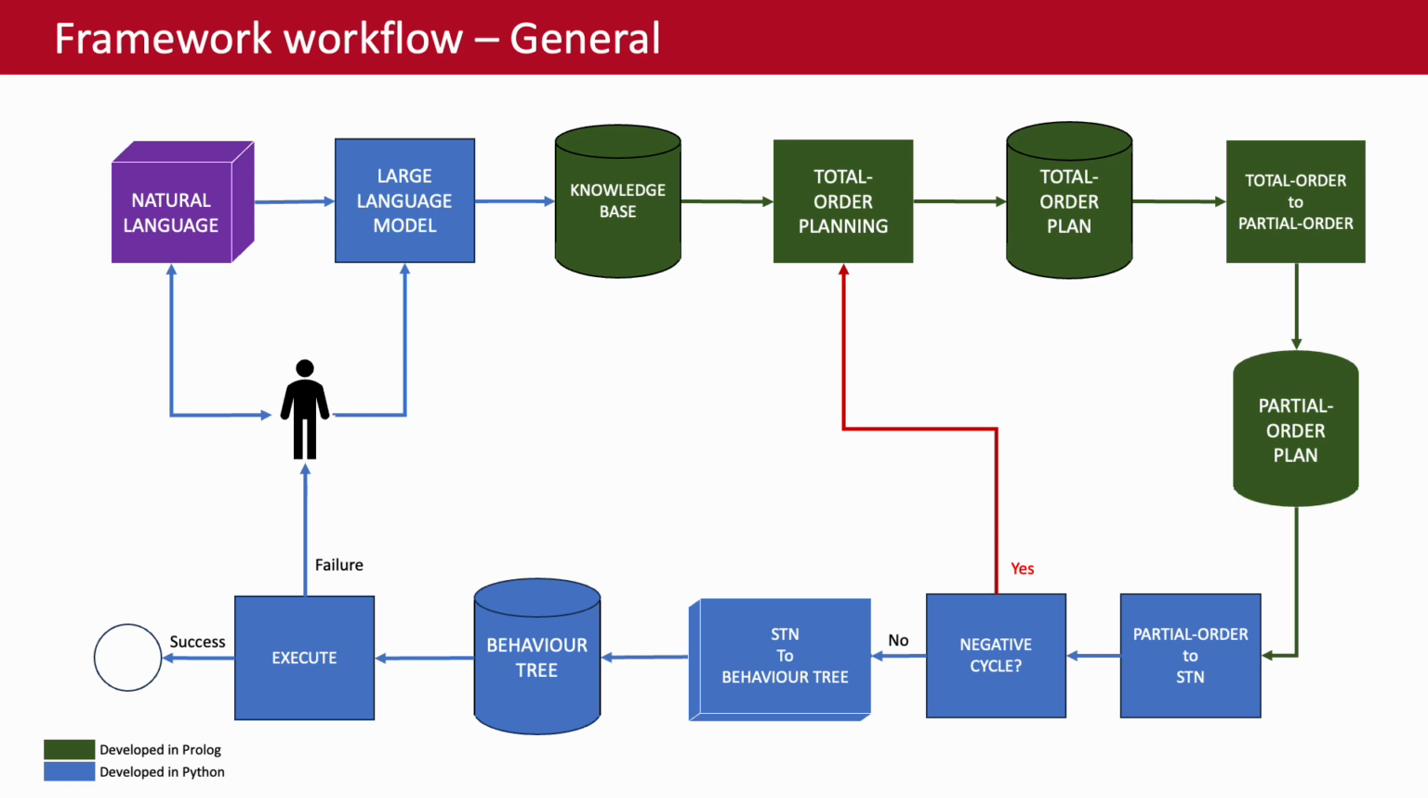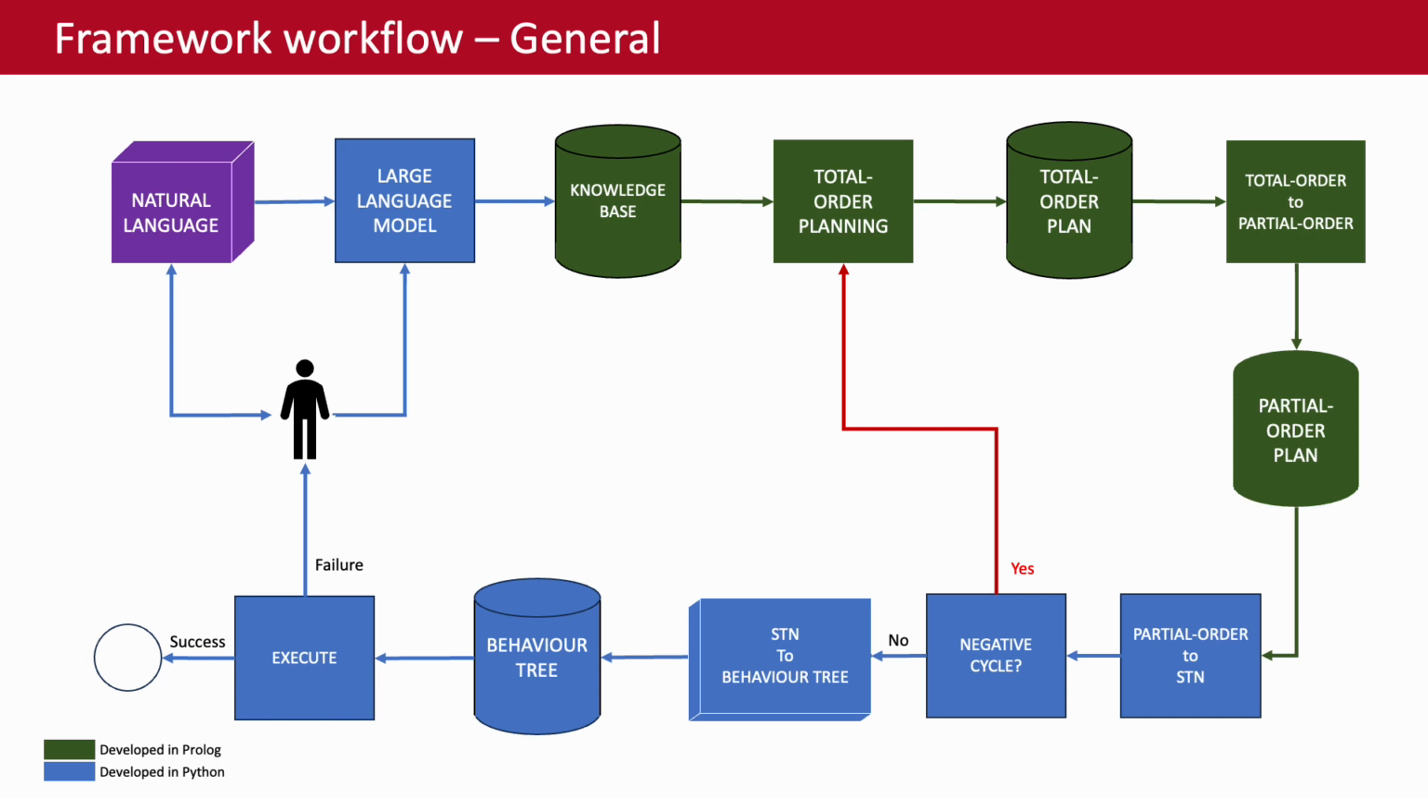Let's begin with a brief description of the general workflow of this work. We start with a natural language description of the environment and the tasks that we want to complete. We use a large language model to create a knowledge base in Prolog from which we extract a total order plan, and subsequently we extract a partial order plan.